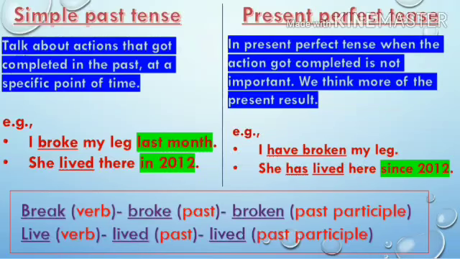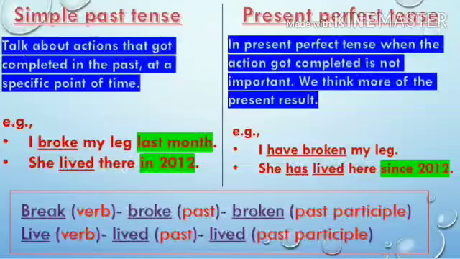Now, something that I want you to pay attention to is, see here, I broke my leg last month. Here we are using last month. Simple past is usually used with the past time marker, which means they tell us about the time in the past, specific time. Here, last month is already gone. I broke my leg last month. Last month is past and it happened at a particular point of time, which is last month. Alright.